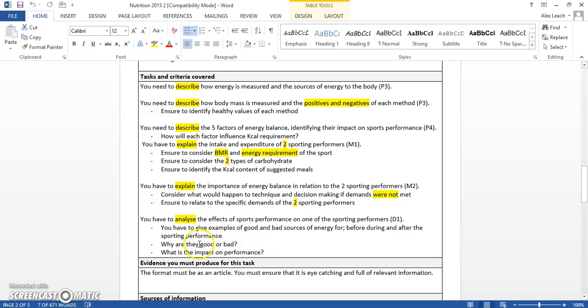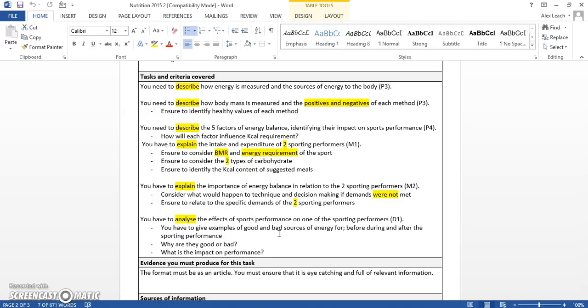Then what I want you to do is tell me why that is bad. Why is that diet bad for the performance? So you've already given me goods previously up here for this task. Now you tell me bad. And what is the impact on performance of this being bad?